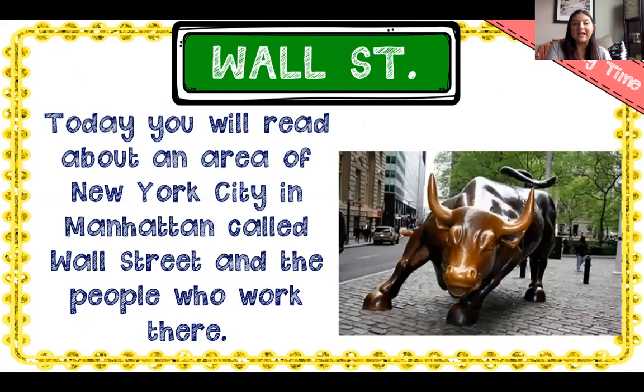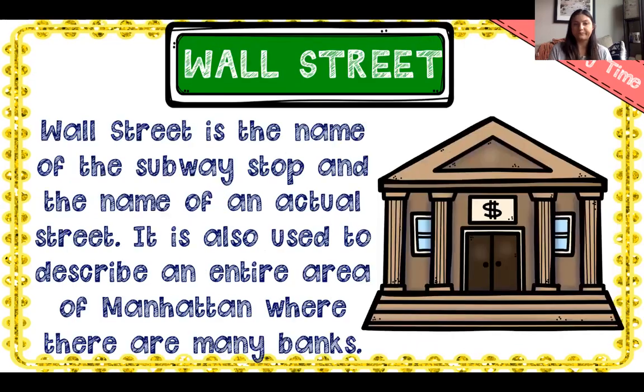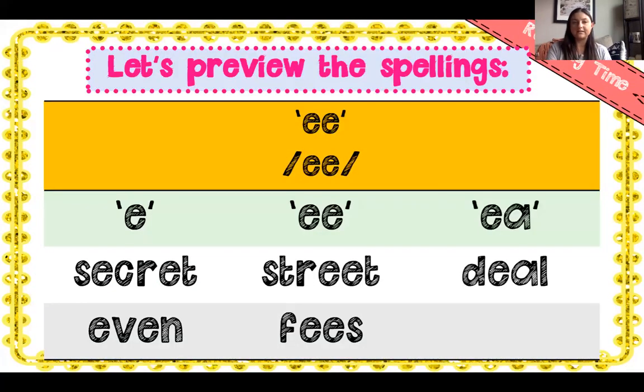Today you will read about an area of New York City in Manhattan called Wall Street and the people who work there. Wall Street is the name of a subway stop and the name of an actual street. It is also used to describe an entire area of Manhattan where there are many banks. So you might hear of people that work on Wall Street. It's an area where there's a lot of jobs and banks.